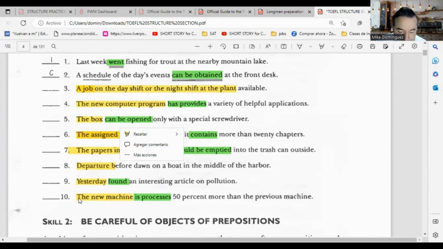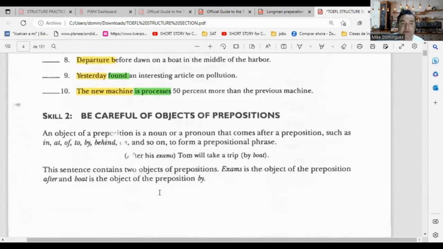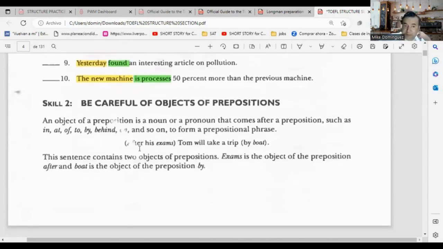Incorrect, yes, because it has a double verb. It processes. Or you can say "processes," but not two verbs. So double verbs are not necessary. Okay, very good. So be careful with objects of preposition.